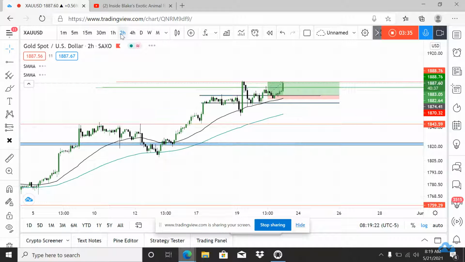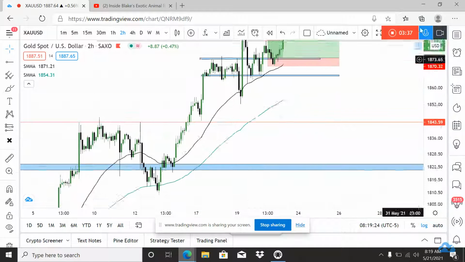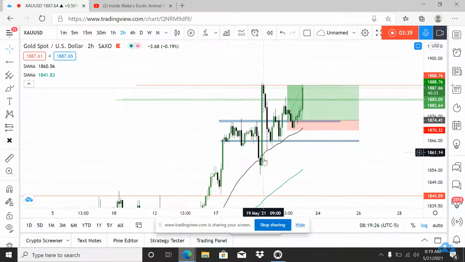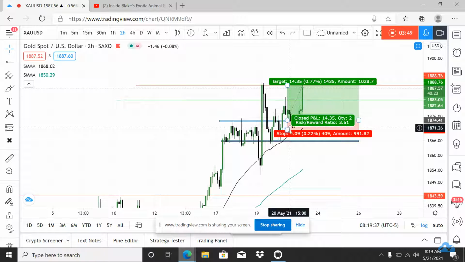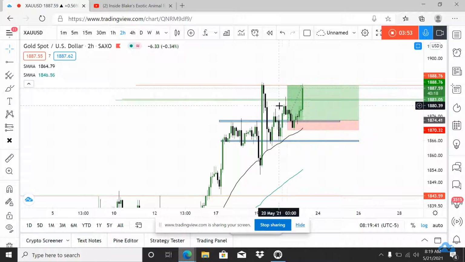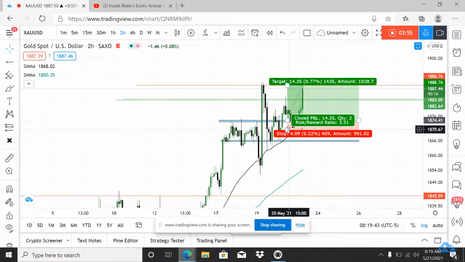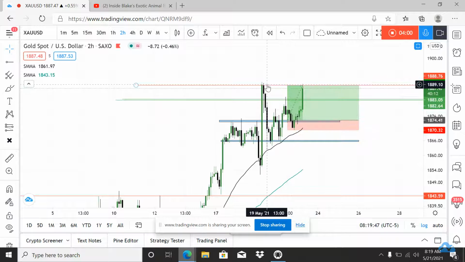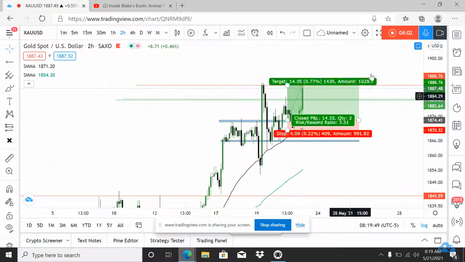So I dropped to the two hour and as you see, price was creating higher lows. This low was pretty much equal to these lows, and you could say this was an equal low because of the wick, but then it came up and made a higher low, and from this high it created a higher high. So I was expecting price from this area to go up and hit this area, which it did.